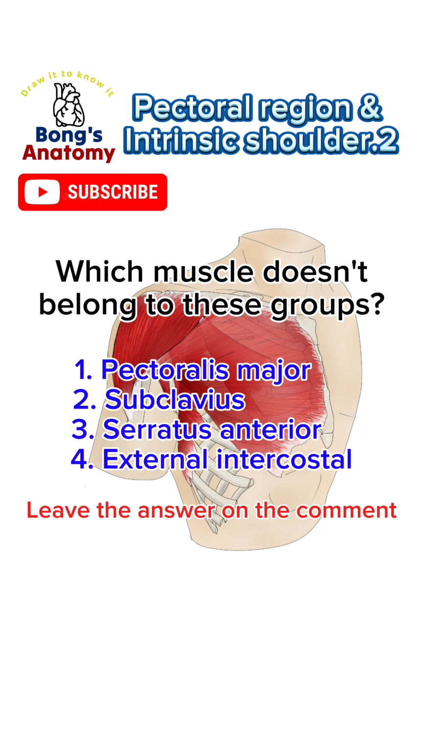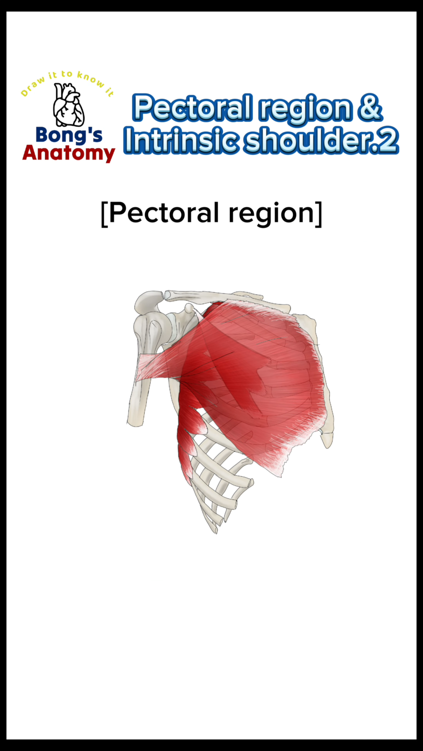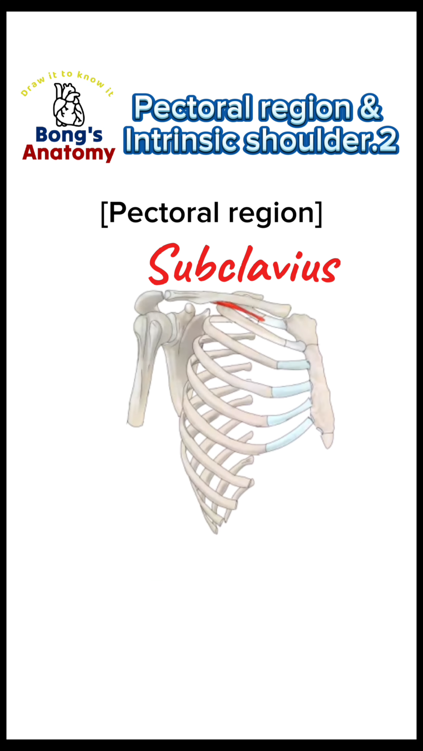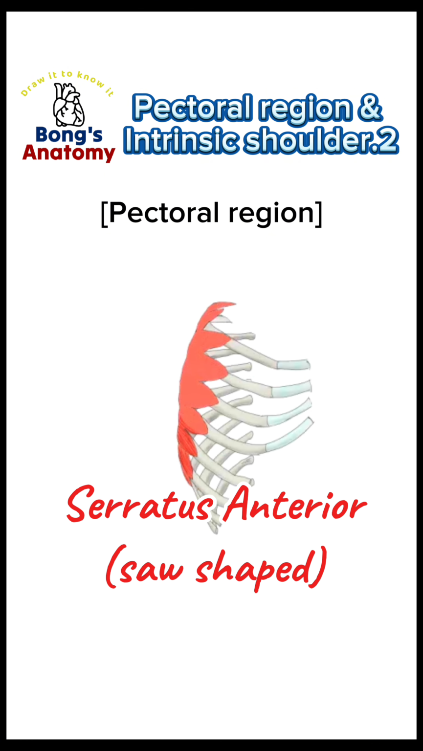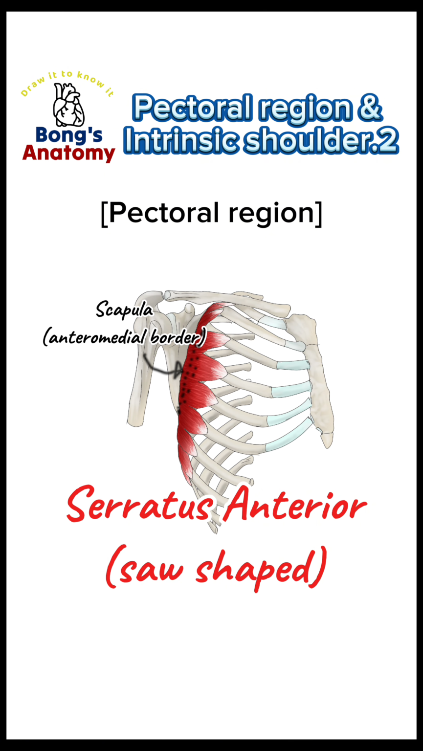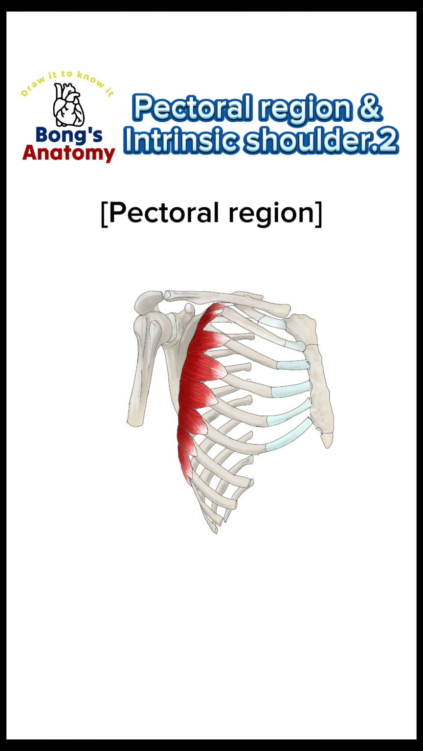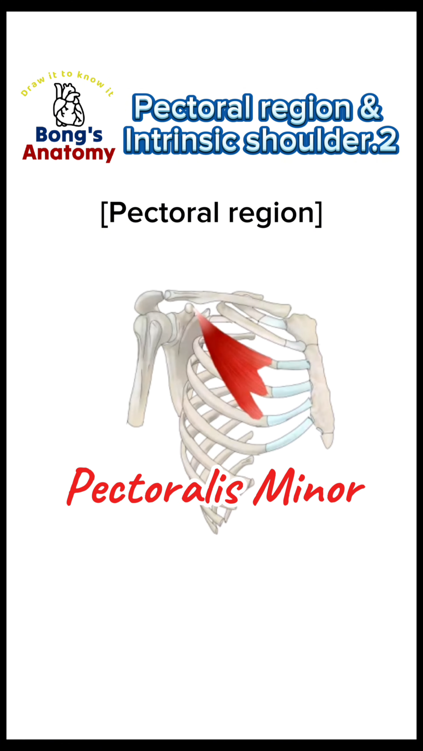Pectoral, intrinsic shoulder muscles. Pectoral region. Subclavius. From first rib to the inferior surface of the clavicle. Serratus anterior. Boxer's muscle that originates from rib 1 to 8 and inserts into the anteromedial border of the scapula. Pectoralis minor. From rib 3, 4, 5 to the coracoid process of the scapula.